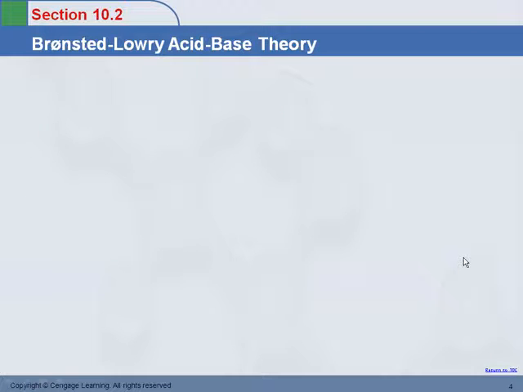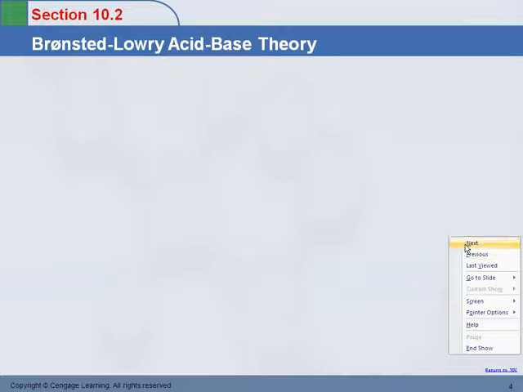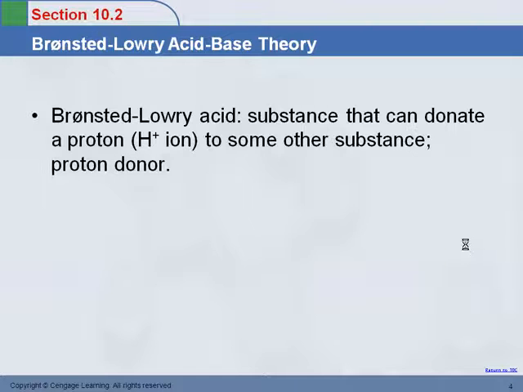Like I said, we're going to have two theories of acids, and we just talked about Arrhenius. Let's now go to Bronsted-Lowry. In this case, our acid is a substance that can donate a proton or an H+ ion. Those are the same things. We tend to call H+ ions protons because if you think about it, when the electron goes, the only thing that's left for hydrogen is a proton. So a Bronsted-Lowry acid is a substance that donates a proton to some other substance. It's called a proton donor.